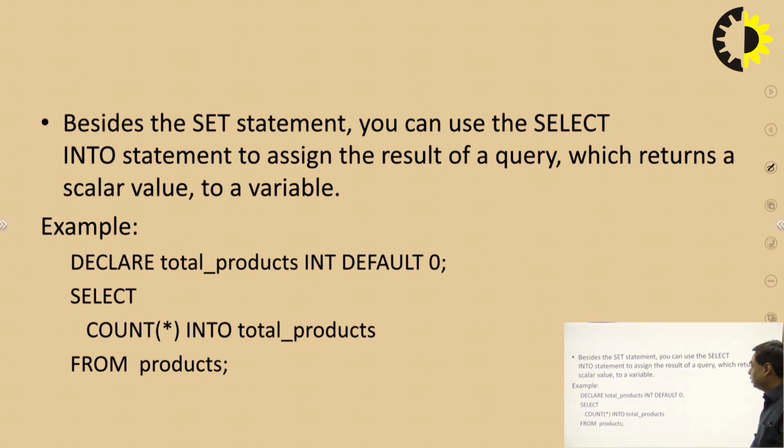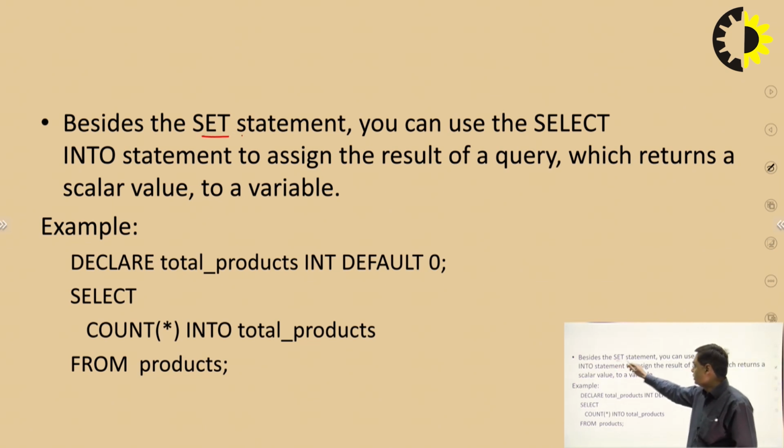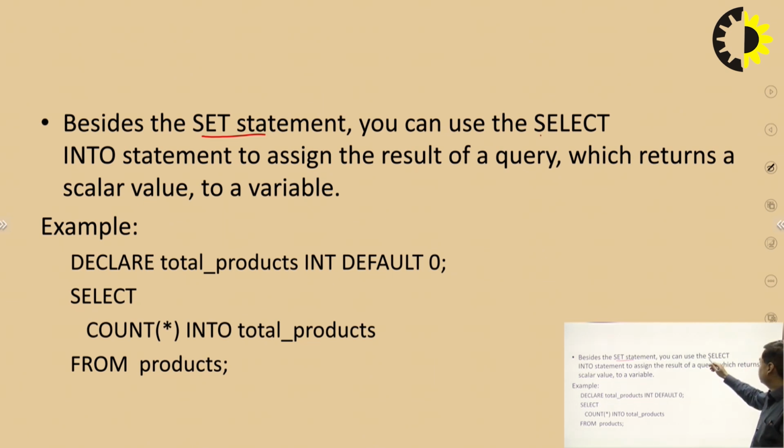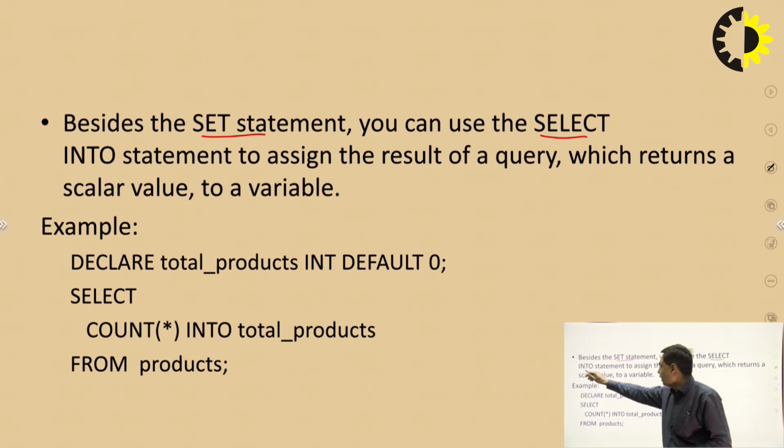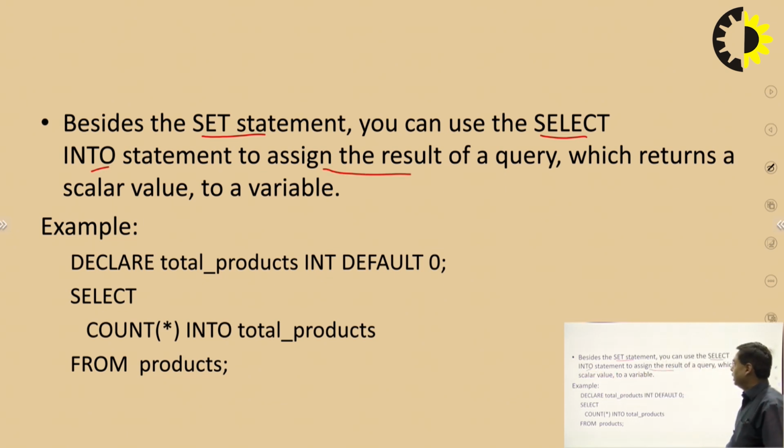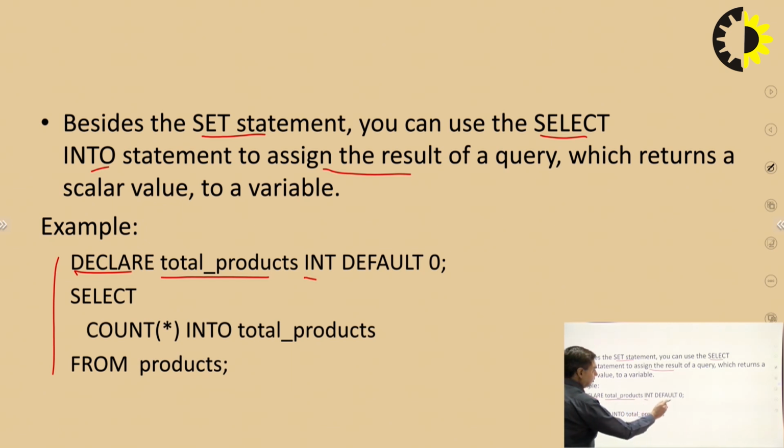Now this is one approach to set a value in a variable, and we can use a second approach, the select into command, to assign a value to the variable. Whenever we use the select into command, whatever the result is will be stored in the variable. Here is a very good example. We have created a variable total products, and the type of this total products variable is integer and its default value is 0.